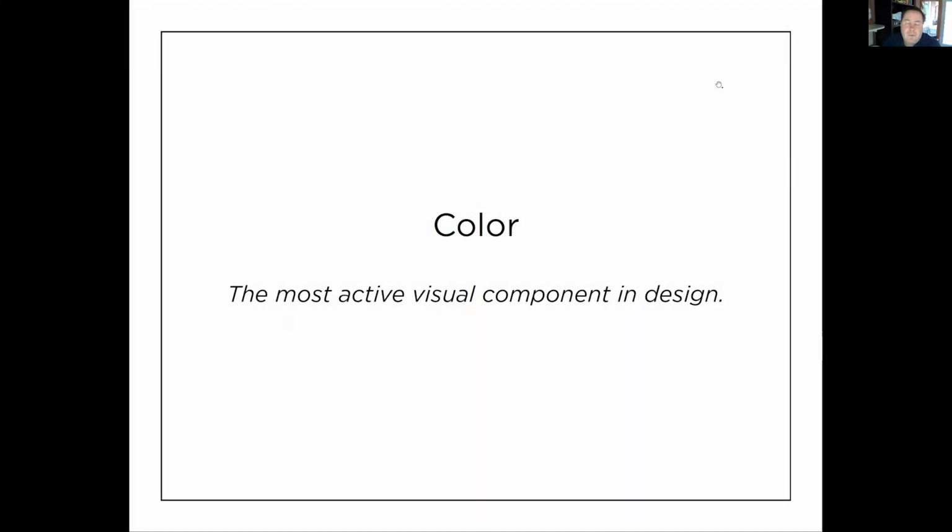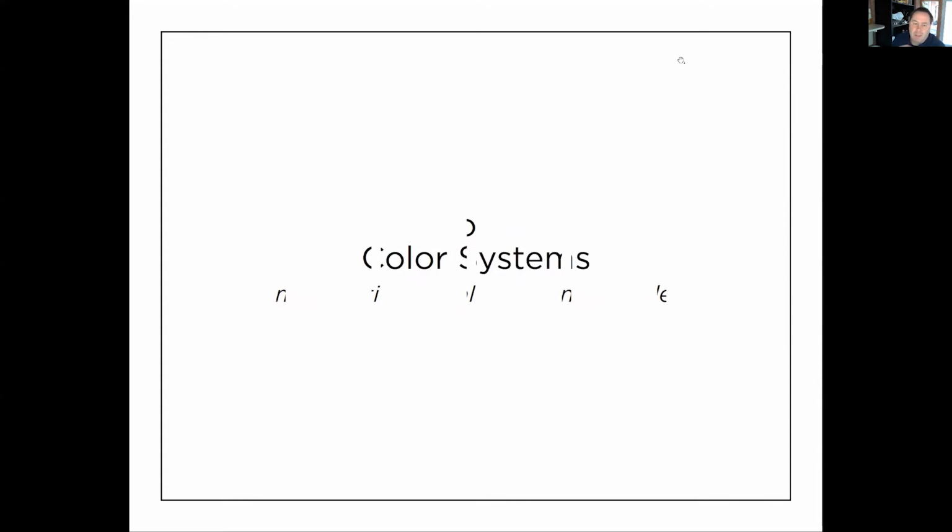Hello guys, what we're going to be talking about today is color. Color is the most effective element of a design. Color can communicate so many different things. Color is the most active visual component in a design. So we're going to talk about color here, and specifically about what we call color systems and the psychology around color.